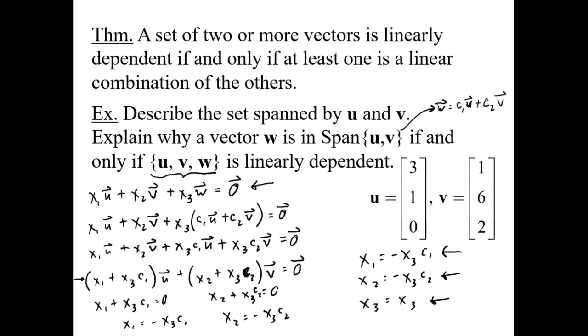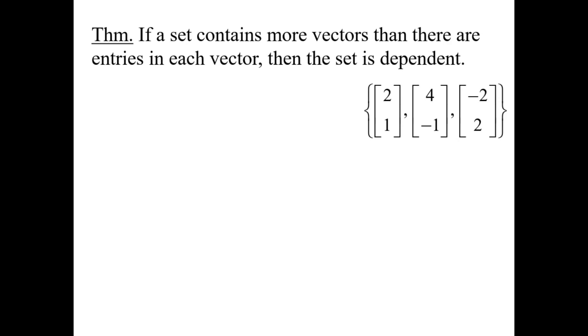Now, it's worth remembering, actually, I'm going to come back to that in just a second. So we've got this. If we have a vector that's in the span of two other vectors, then all three of those vectors are linearly dependent. Okay. If a set contains more vectors than there are entries in each vector, then the set is linearly dependent. So here, each vector has 2 entries, but there are 3 of them. Okay, show that this set is linearly dependent.